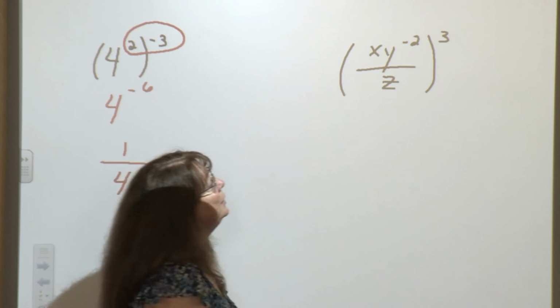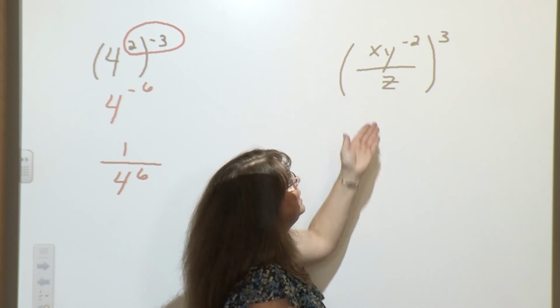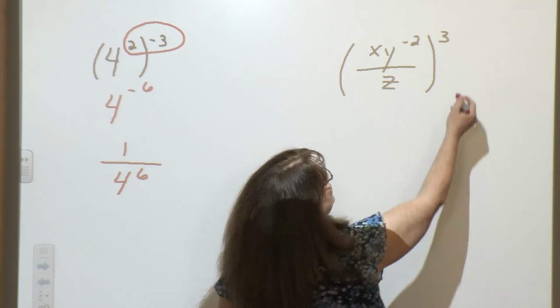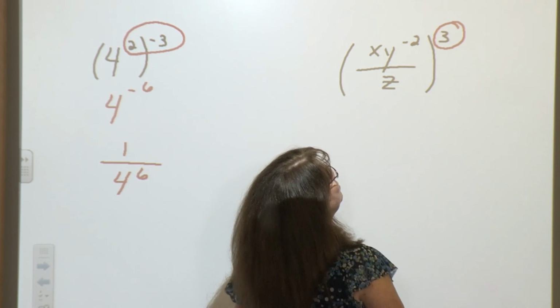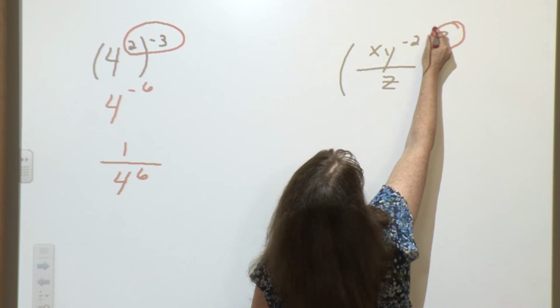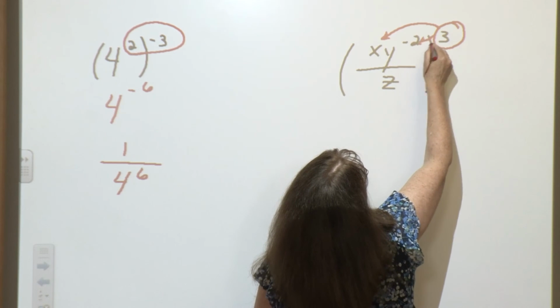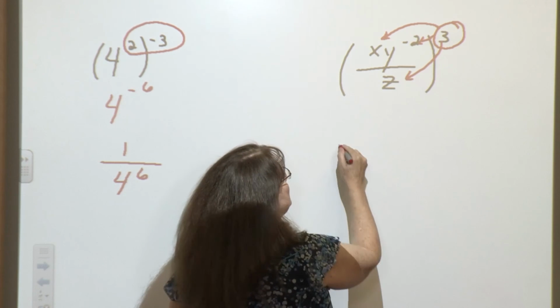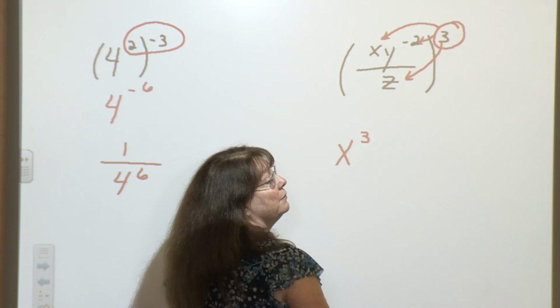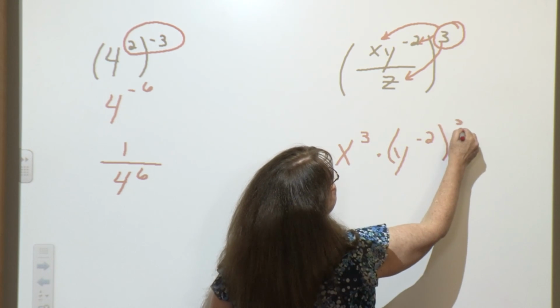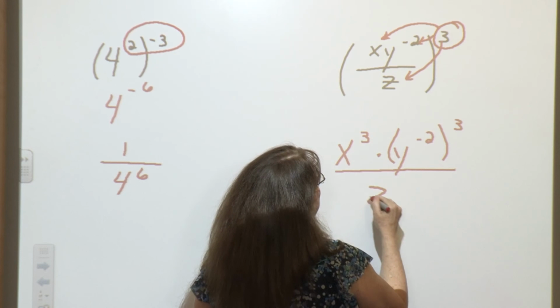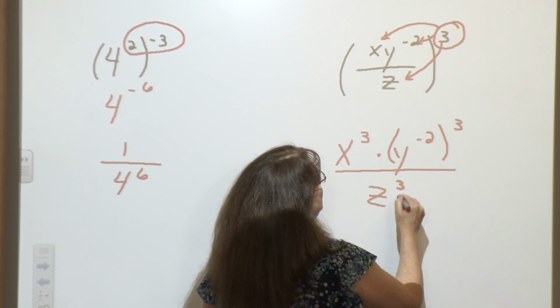And here's our last one. Again, I've got several different bases, and I'm taking them all to the third power. It's outside of those parentheses. So I'm going to need to distribute it with each base that I have inside. That means the x is going to get that exponent of 3. The y to the negative 2 power is going to get the exponent of 3. And the z on the bottom is going to get that exponent of 3.